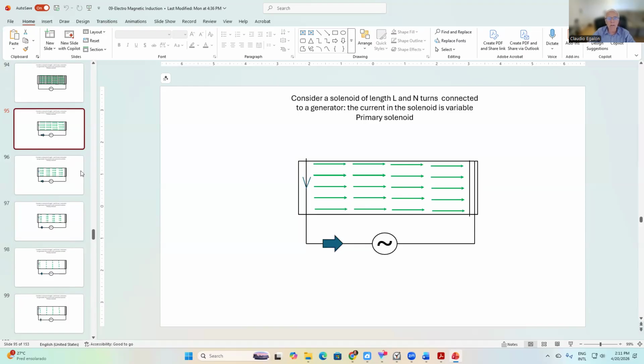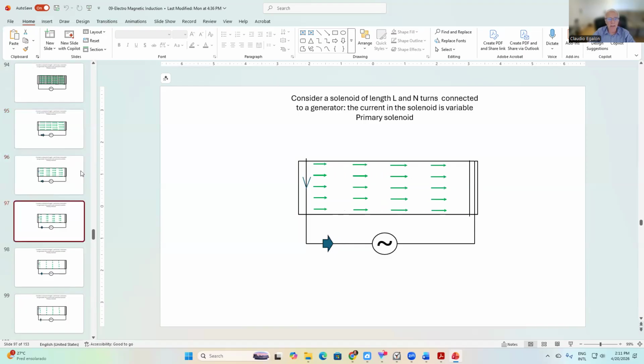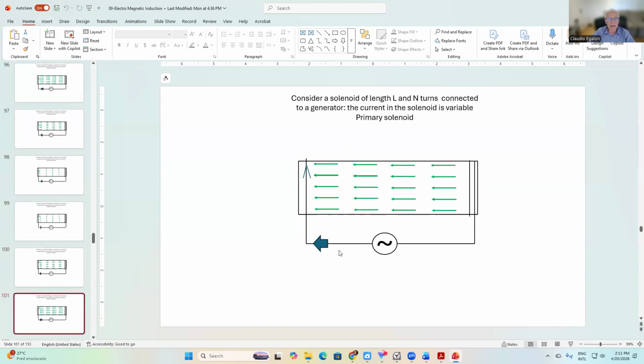The speed of the charges in the wire is decreasing, right? Look at this arrow here. This arrow tells you the size of the current. And then the current changes direction, it starts increasing, reaches a maximum value, then it starts decreasing again.